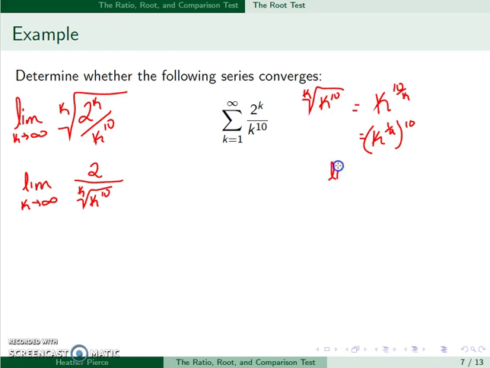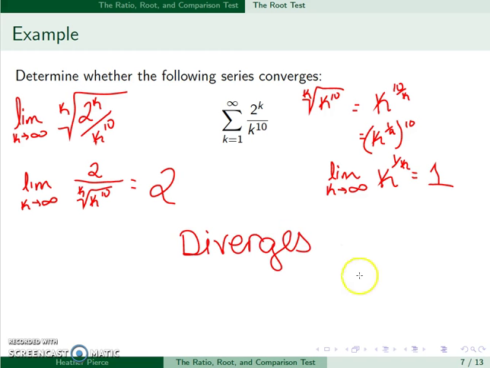And so there is a limit of k going to infinity of k to the 1 over k, which is a very well-known limit, which is 1. So the limit of the denominator is 1 to the 10th power, which is 1. So if I go back to my original fraction, the limit would be 2 over 1, which is just 2, which tells us that this series diverges.